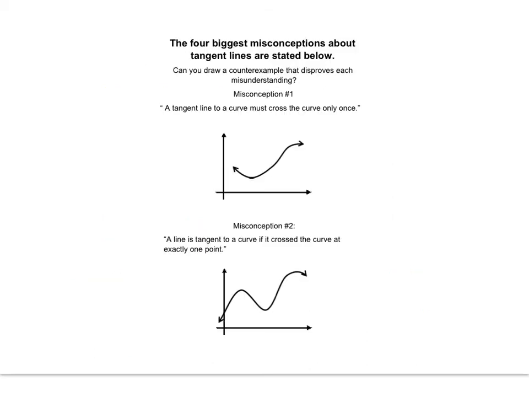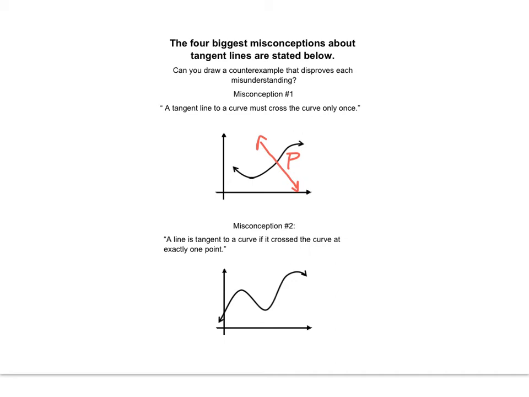Now there are 4 misconceptions about this topic of tangent lines. And so I've got 4 of them here with a graph, and we're going to illustrate what those misconceptions are. Well, the first misconception is a tangent line to a curve must cross the curve only once. Well, I'm going to draw a counterexample. So here is a line, and it crosses the curve only once at the point P. But this is not a tangent line. Now, it does cross only one point, so it met this definition, but clearly not a tangent.